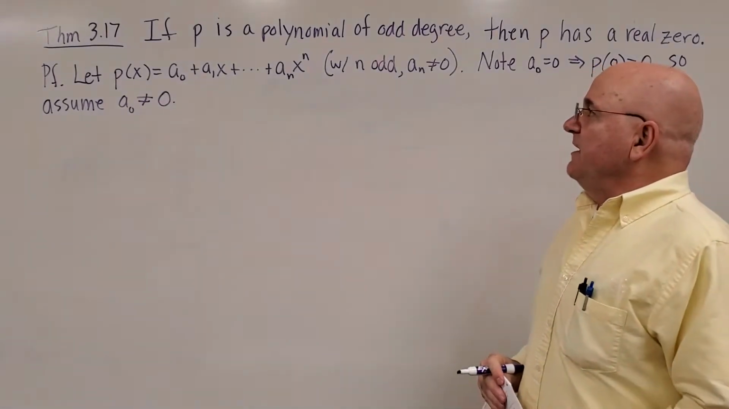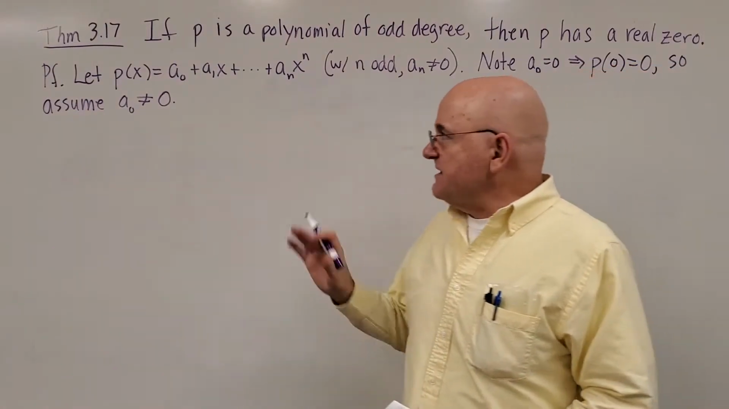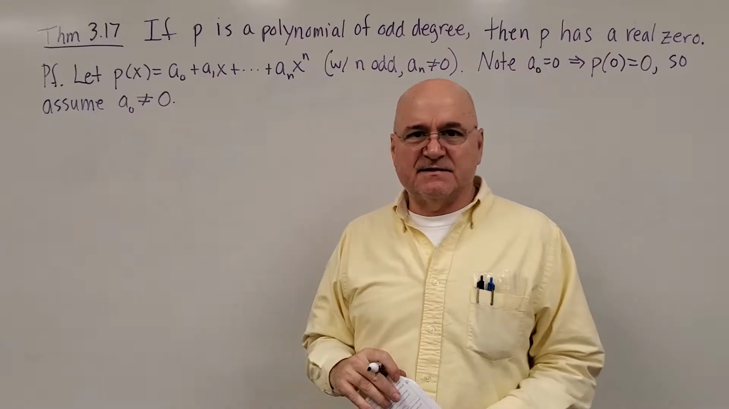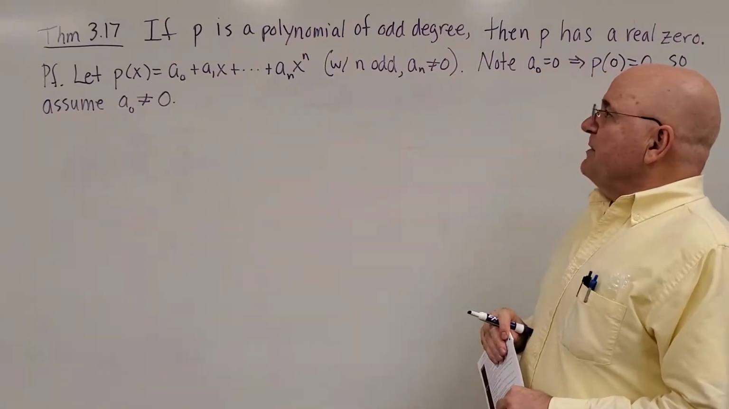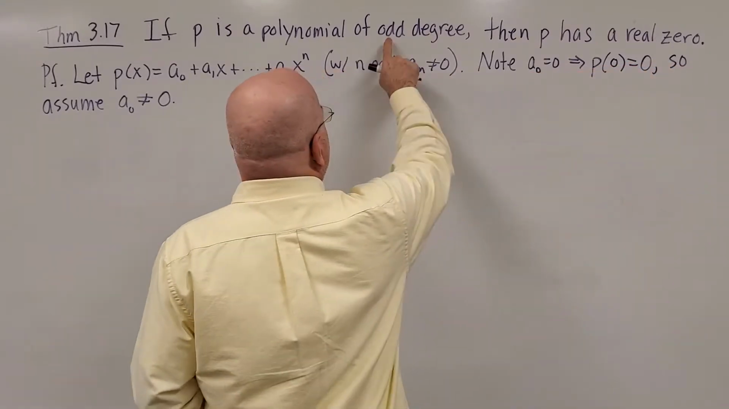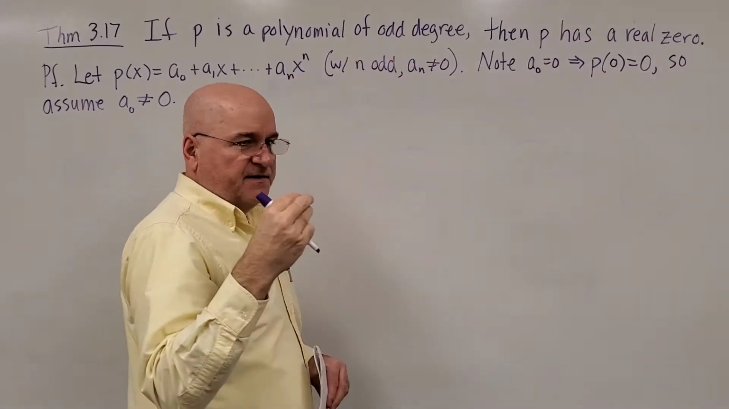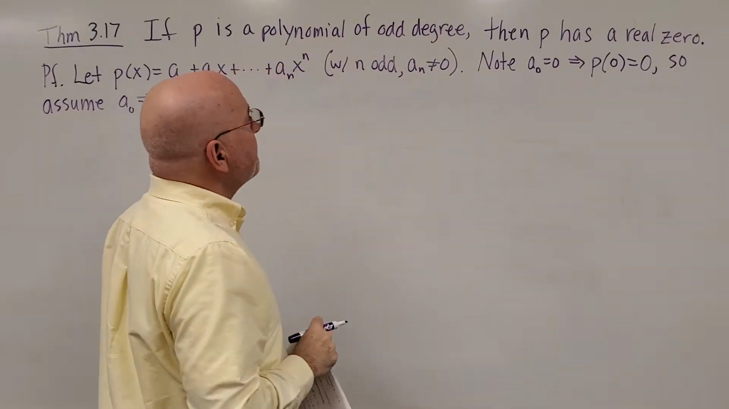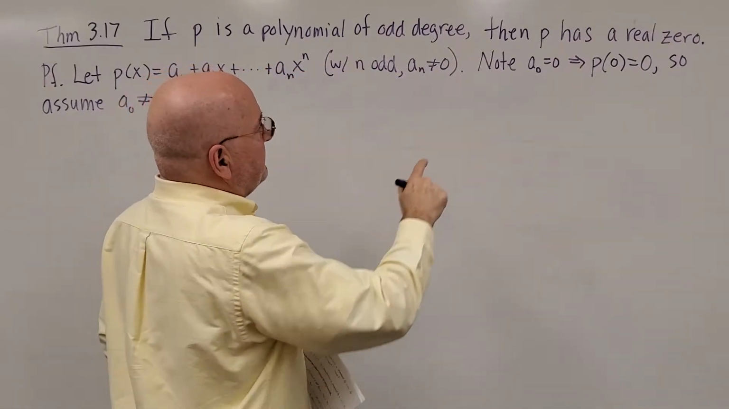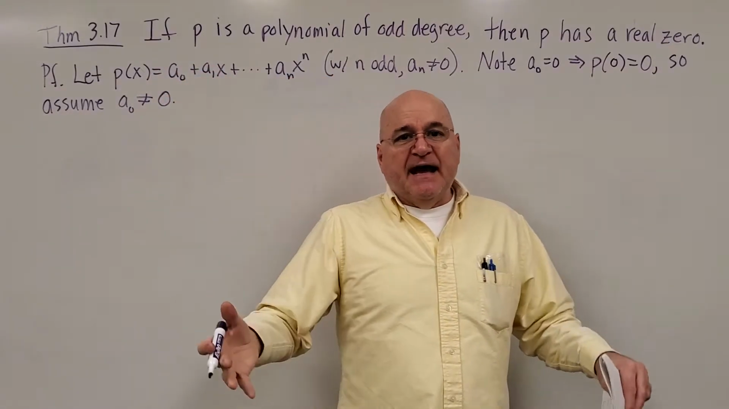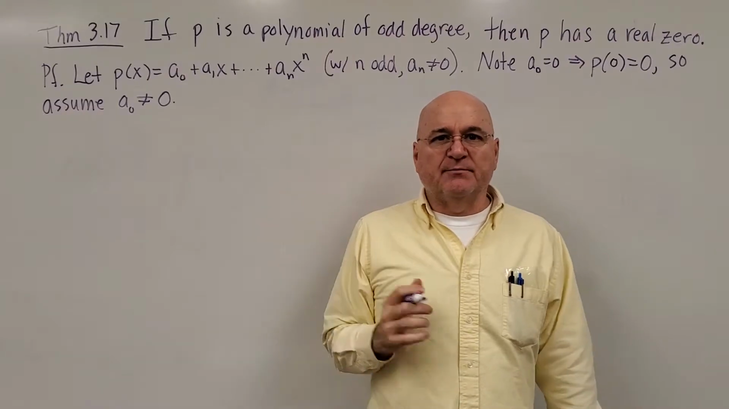Okay, let's take a look. Powerful theorem, stated slightly different. If you've taken complex analysis, you've seen something like this. Theorem 3.17 says, if p is a polynomial of odd degree, remember what the degree is, the largest exponent of the x's, then p has a real zero. And let's just think about what that means. In pre-calculus, we know this is true. We, of course, didn't prove it.